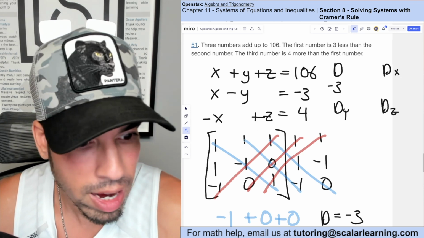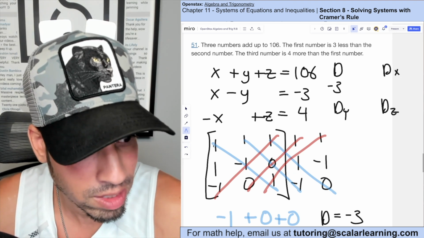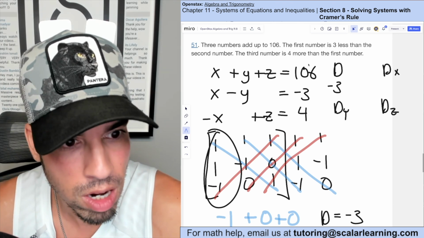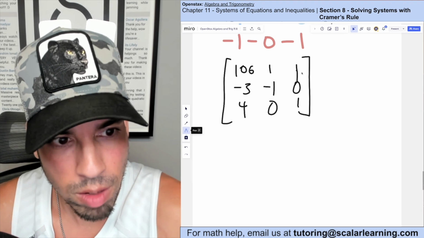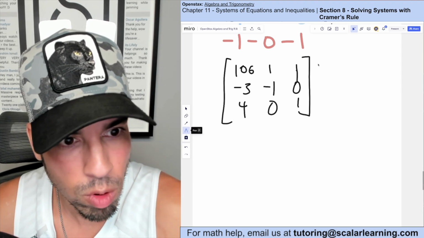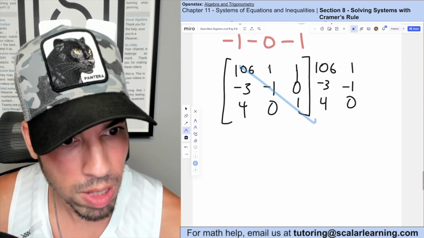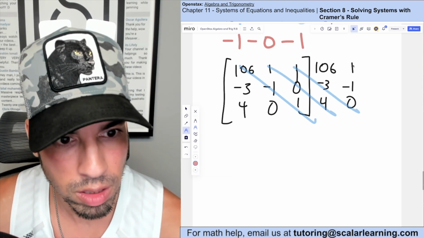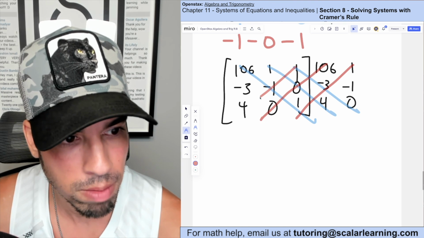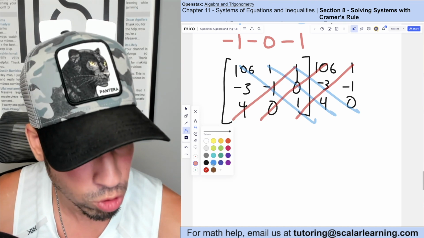Now let's go to dx. So we're going to have the same matrix here, except we're going to replace that first column with these constants over here. Let's write that out down below. Once again, we're going to repeat column 1 and column 2 over here. And now we're going to multiply. We're going to add up those products, and then we're going to multiply, and these products we're going to subtract. So let's write it out.